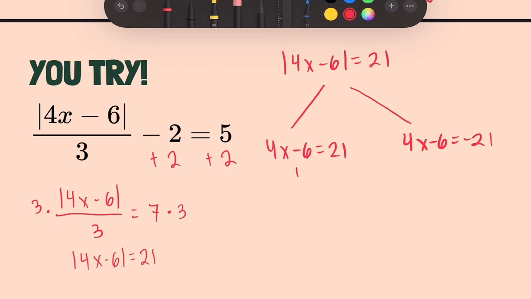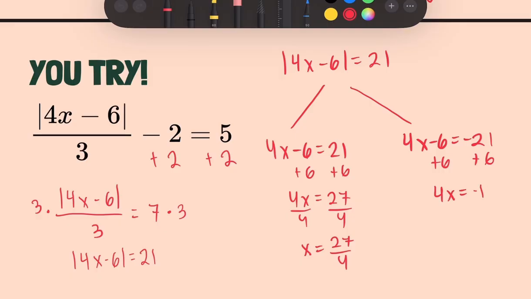Now let's solve. I'm going to add 6 on both sides, and I get 4x is equal to 27. I'm going to divide both sides by 4, and I get x is equal to 27 over 4. Here I'm going to add 6 on both sides. I get 4x is equal to negative 15. I'm going to divide by 4 on both sides, and I get x is equal to negative 15 over 4.